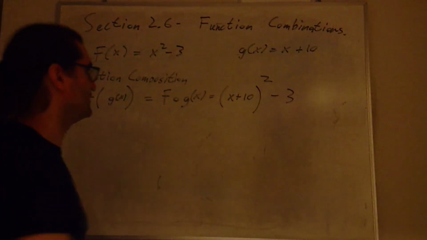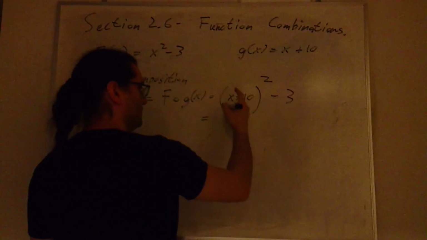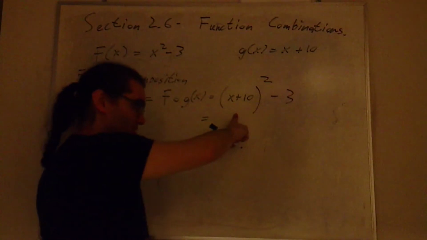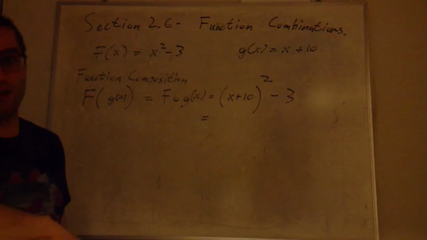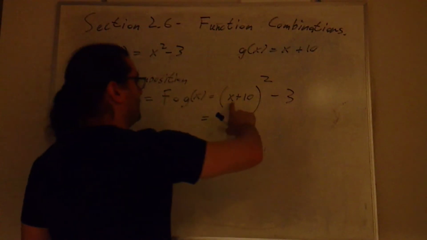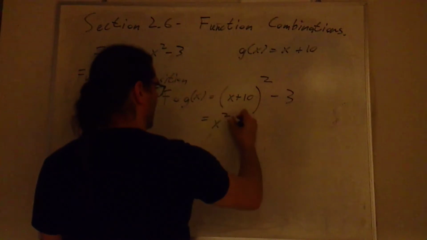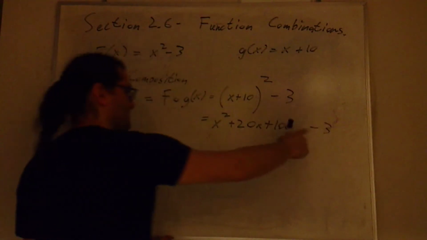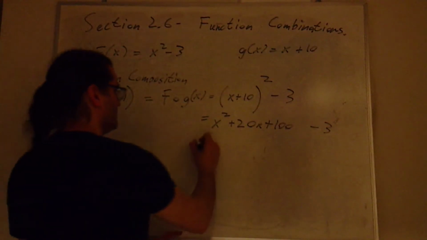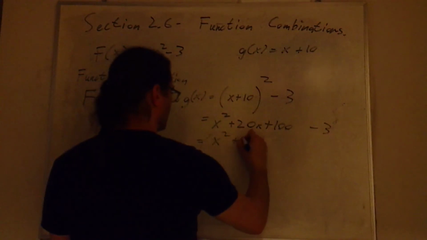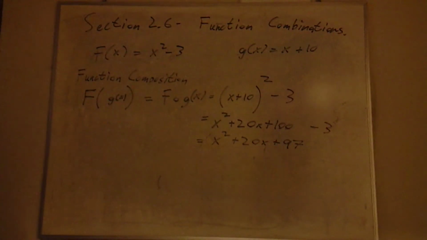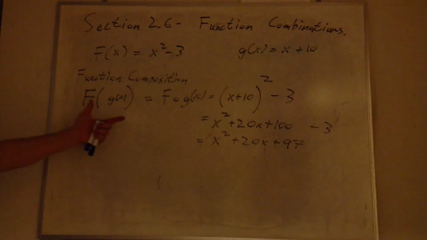Now I need to simplify. This is not x squared plus 100. Exponents do not distribute over addition. I'm going to say that often. We have to FOIL this. Once you FOIL it, you should get x squared plus 20x plus 100. The minus 3 is going to hang out on the back end. So the final answer should be x squared plus 20x plus 97. So this is function composition. This is what happens when you put g of x inside of f of x.